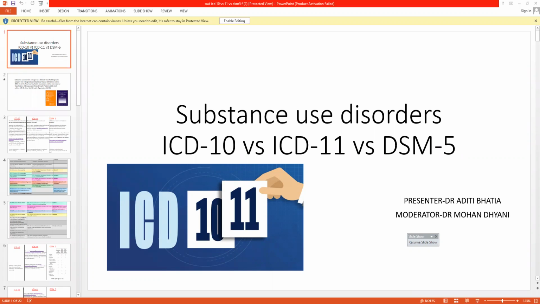Caffeine was included. Caffeine is given a separate diagnosis only in ICD-11 and in DSM-5. In ICD-10 it is with other stimulants including caffeine. So they have given an independent diagnosis, kind of following the DSM-5 approach.